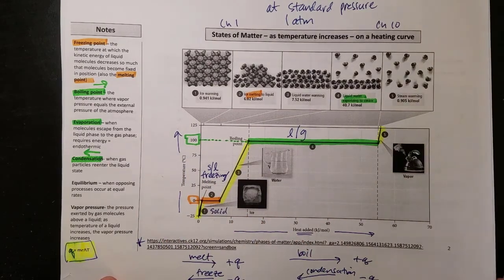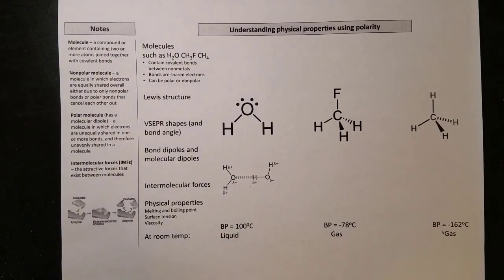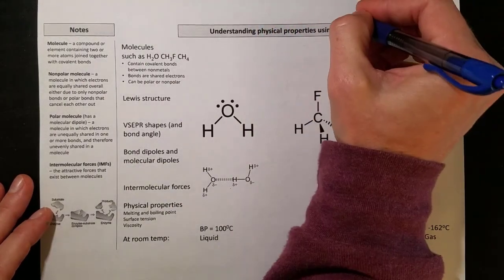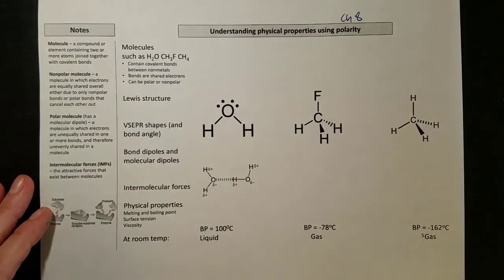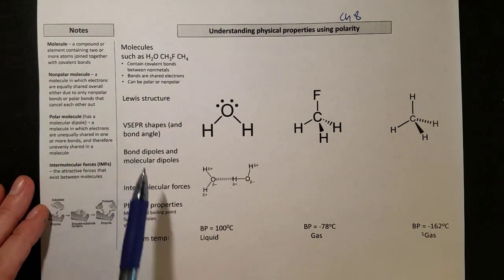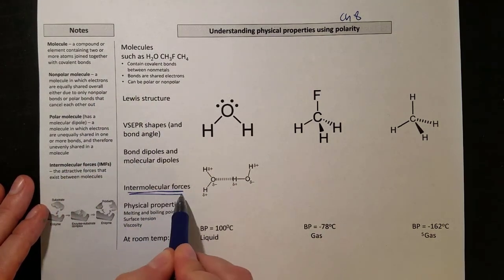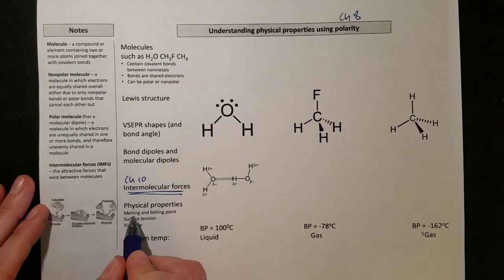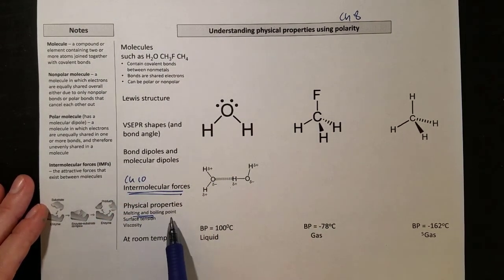To understand that, we need to go back to something that we learned before, and that is that molecules are polar. So I'm going to go back to our Chapter 8 material to talk about polarity and see how, if we can work our way to polarity, then we can understand intermolecular forces. This is our new piece in Chapter 10. And then we can also from there talk about things like melting and boiling point, or surface tension and viscosity.